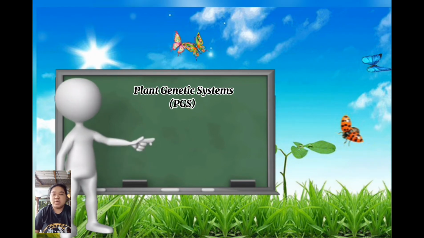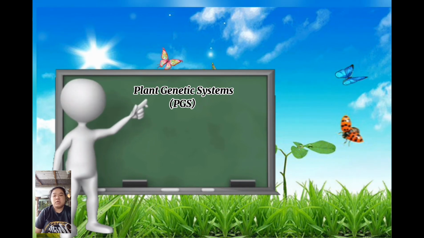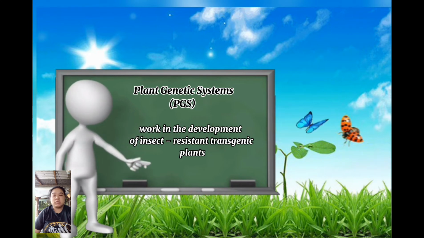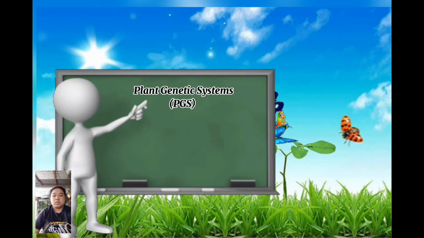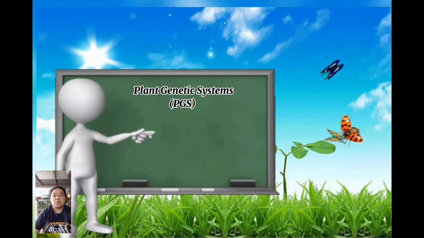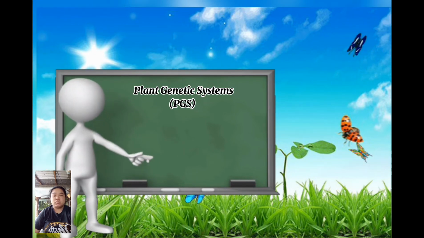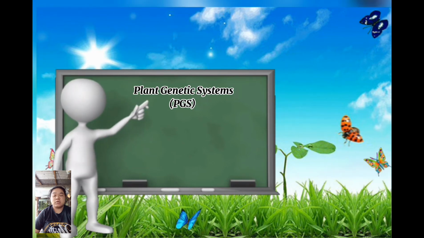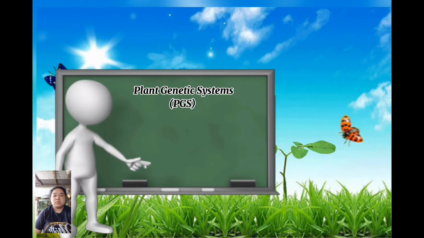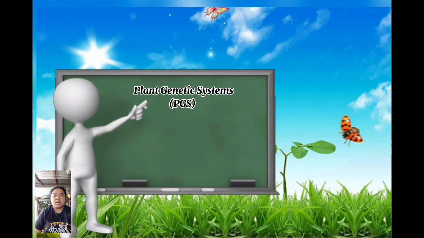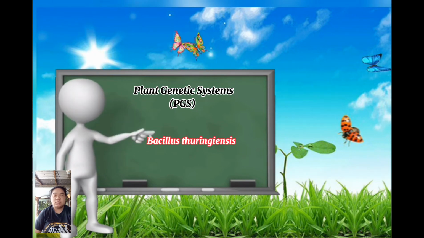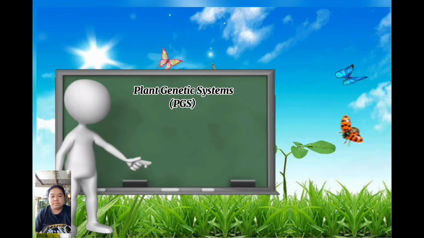Plant Genetic Systems, or the PGS, is best known for its work in the development of insect-resistant transgenic plants. The focus of its activities is the genetic engineering of plants. It was the first company to genetically engineer insect resistance in tobacco plants by incorporating genes that produce insecticidal proteins from Bacillus thuringiensis.